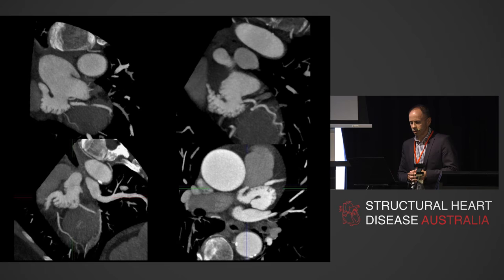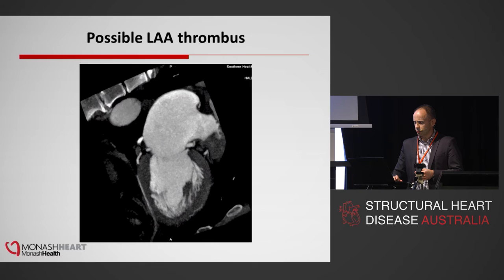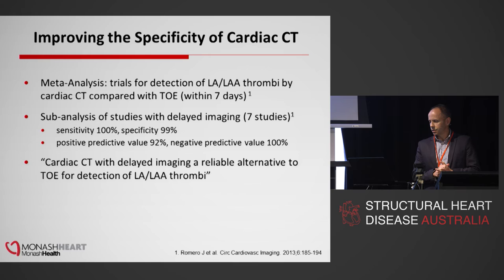The limitation, of course, is in slow flow situations where you haven't got, in your first pass contrast snapshot, penetration of contrast into the appendage, and you see this defect here and you're not sure, is that true thrombus or is that just slow flow? And there is a way to overcome this with CT. Going back to that study I was talking about, the meta-analysis, there were 7 of those 19 studies where they examined delayed imaging, and that markedly improved the specificity from 94 up to 99%. So if you follow these sort of imaging protocols, you can have a high accuracy for detecting left atrial and left appendage thrombus.